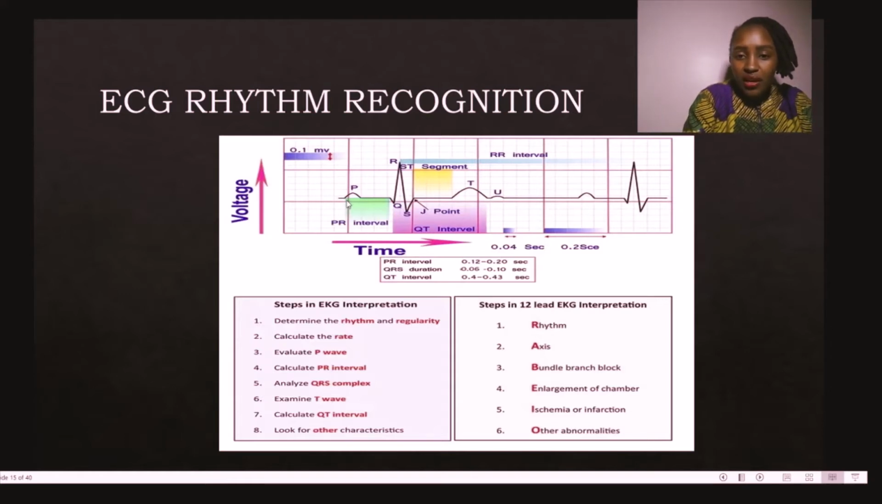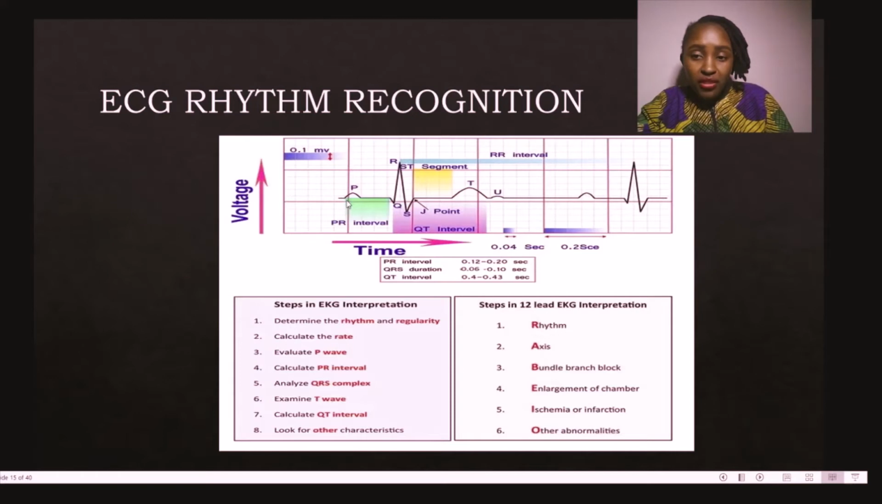So if there's an anomaly or if it is too wide or too narrow, you should be able to know that there's an issue somewhere. When there's a narrow QRS complex, that indicates a problem that is originating either from the atrium or above the ventricles. But if there is a wide QRS interval, then this is definitely coming from the ventricle side. So basically, with those five steps, you should be able to interpret any ECG.